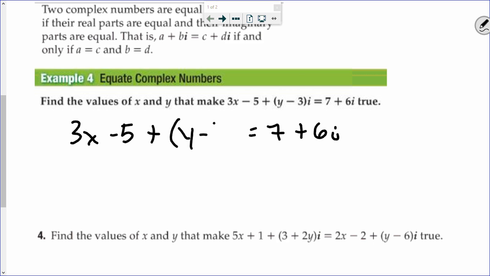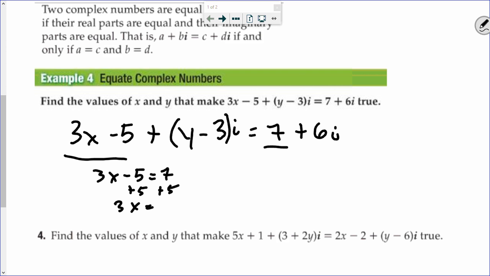So what's the real part here? The real part of this left half is 3x minus 5, and the real part of the right half is 7. So we can set the real parts equal to each other. And we can find that x would need to be 4. Divide both sides by 3. X is 4. That would make the real parts equal.